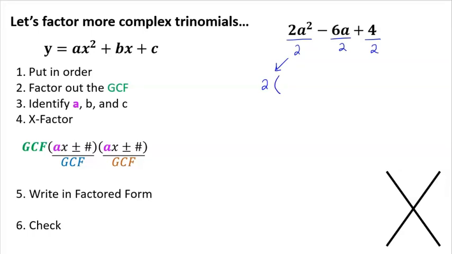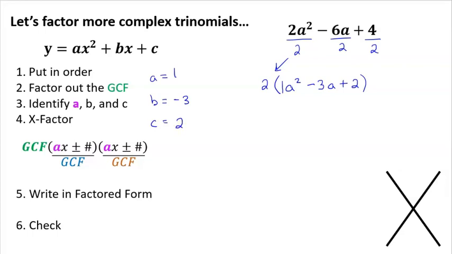So the 2, your GCF, comes out to the front. 2 divided by 2 is 1. Then we have that a squared still. Then we've got negative 6 divided by 2. We're going to keep that a on there. And then positive 4 divided by 2 is positive 2. And that's why you may want to go back and check that GCF factoring video. Now from here, I have 1 on the inside of here, negative 3, and 2.